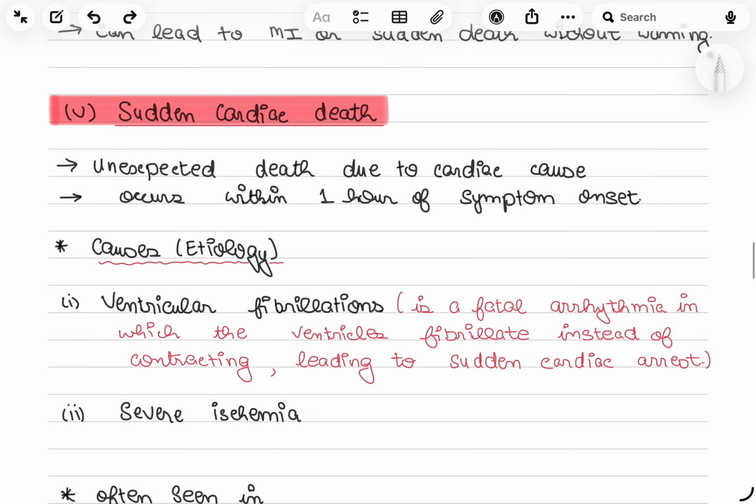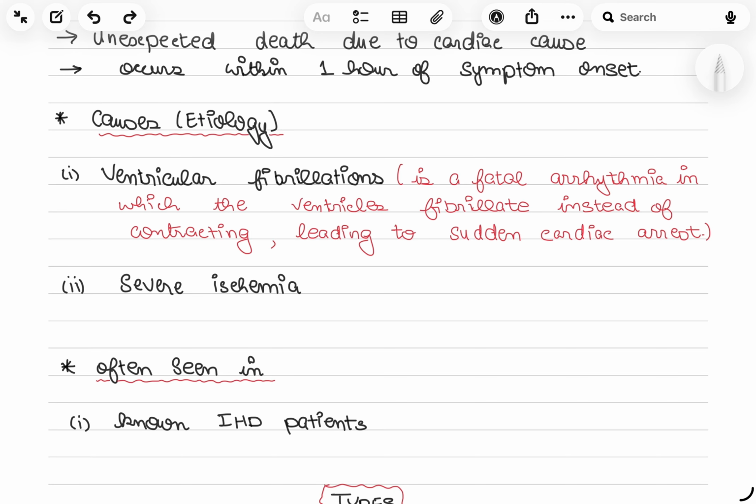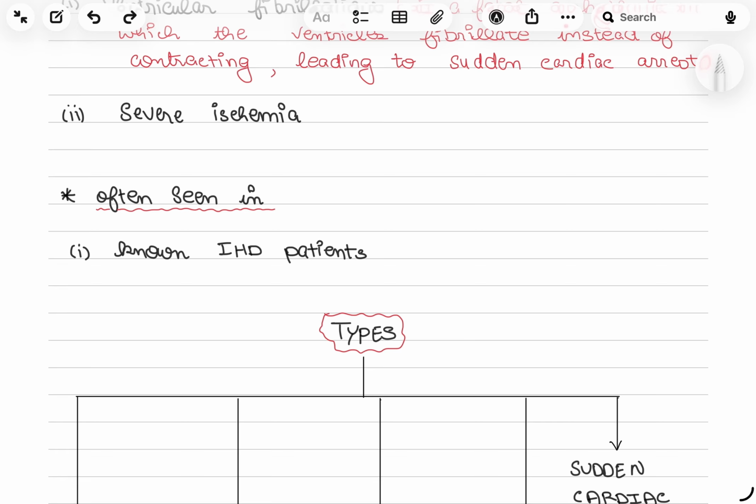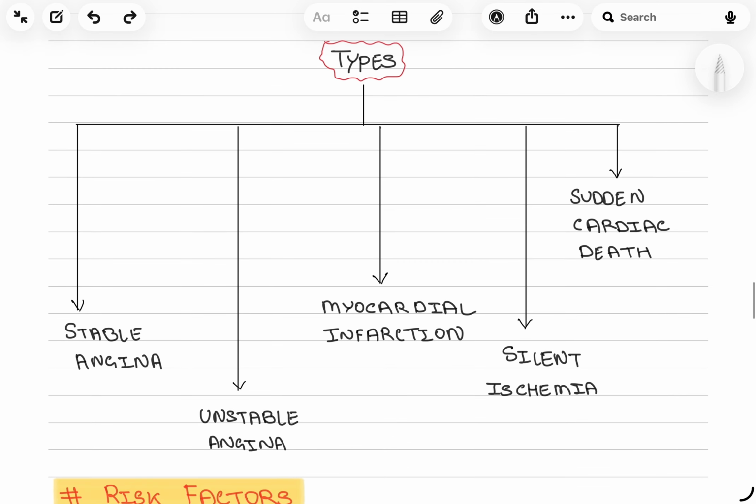Sudden cardiac death: unexpected death due to cardiac causes, occurs within 1 hour of symptom onset. What are the causes? Ventricular fibrillation. What is ventricular fibrillation? It is a fatal arrhythmia in which the ventricles fibrillate instead of contracting, leading to sudden cardiac arrest. Second cause is the severe ischemia, often seen in known cases of ischemic heart disease patients.